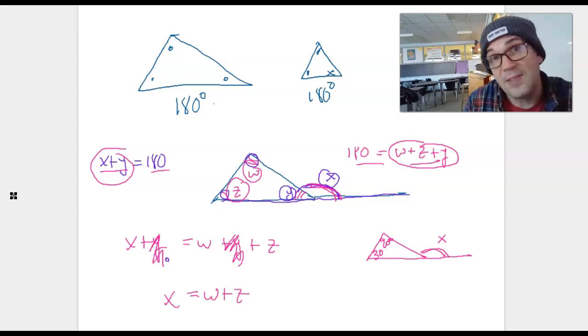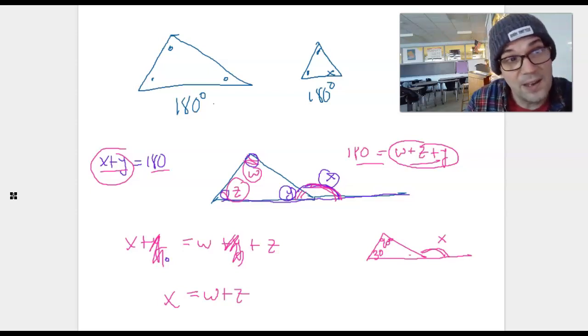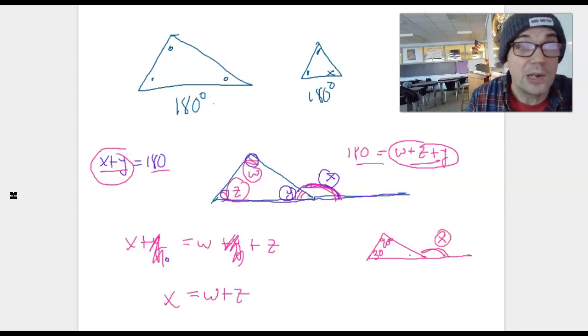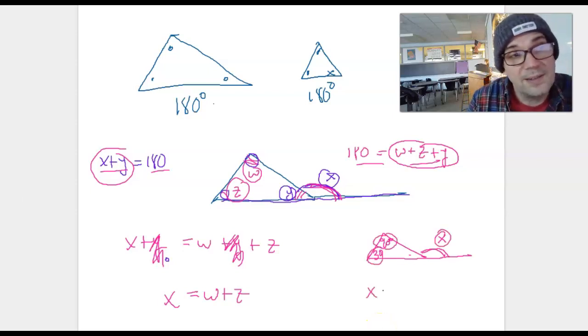Some kids might use the fact that angles add up to 180 to figure out what this angle is, and then once they figure that out, subtract it to find out x. But if you know this little shortcut, you can say, oh, this angle here is equal to the sum of these guys over here. So x is going to equal whatever 90 plus 30 ends up being. So you'll see that taught in the notes as well.